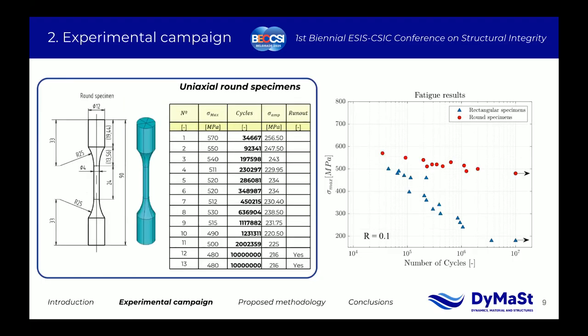Here I show you the test we performed on the round specimens, and I put these results in the same graph that I showed you previously, to see something, I think, quite curious. If we compare the results from the round specimens with the flat specimens, we can see that small variations in the stress lead to high dispersion in cycles. And this is, I think, very interesting.